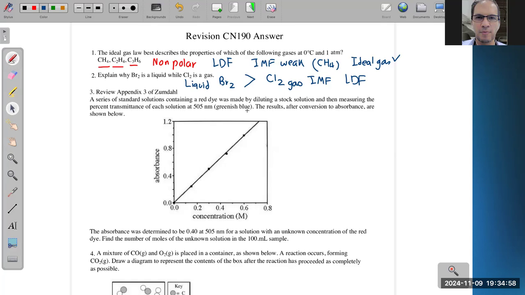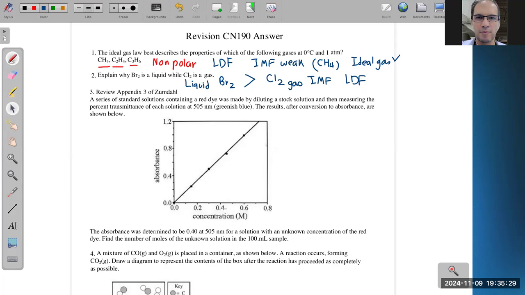Okay, the next question is: a series of standard solutions containing red dye was made by diluting a stock solution and then measuring the percent transmittance of each solution at 505 nanometers, a greenish blue color. The results after conversion are shown below. So I made a curve between the concentrations and the absorbance, and the absorbance was determined to be 0.40 at 505 nanometers for a solution with unknown concentration.